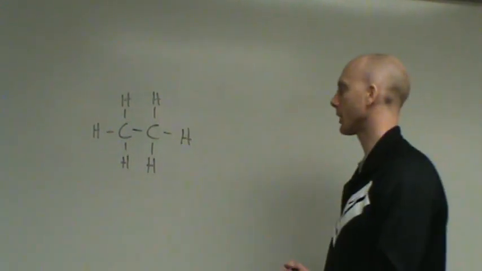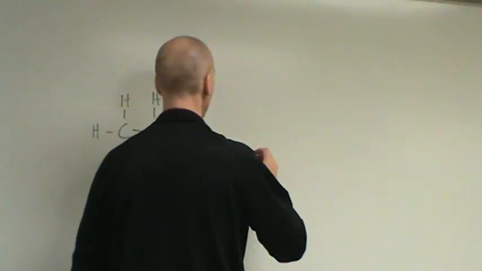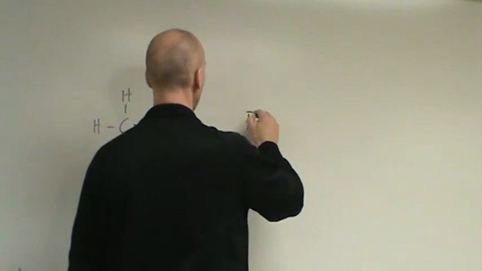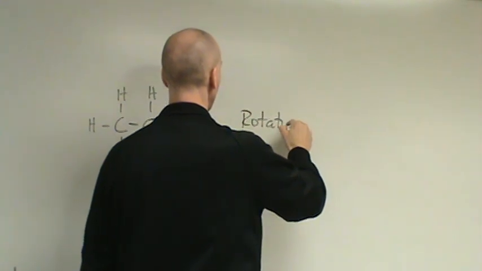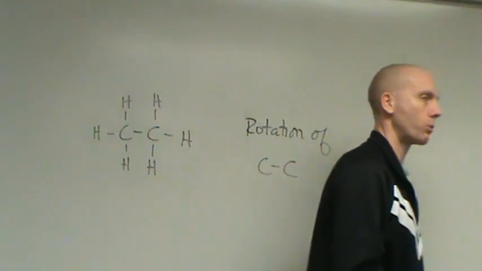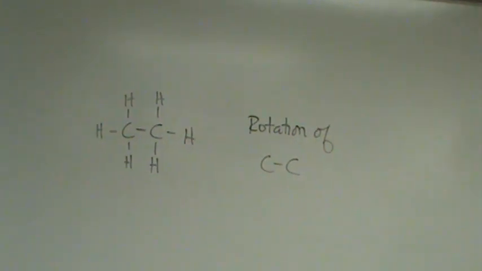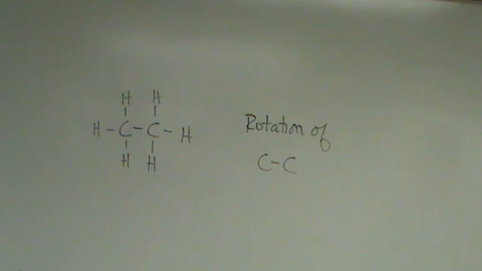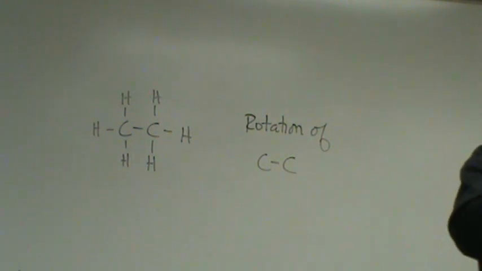And the particular property that we're going to look at is the rotation of a carbon-carbon single bond. This is what we want to get used to. Anytime you see a single bond between two carbons, that bond can rotate like a steering wheel. That bond can rotate like a steering wheel.